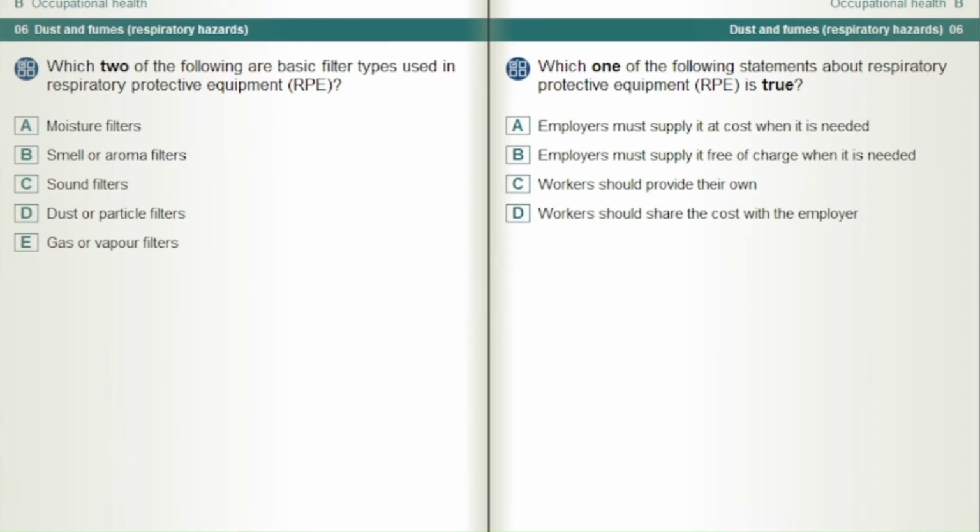Which two of the following are basic filter types used in respiratory protective equipment, RPE? Moisture filters, smell or aroma filters, sound filters, dust or particle filters, gas or vapor filters.